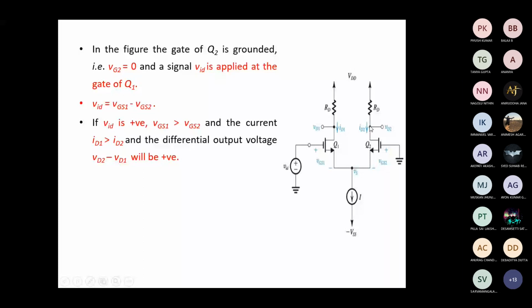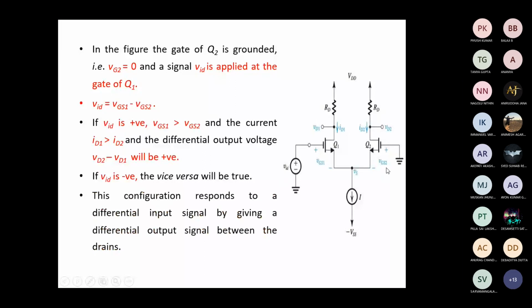This is the scenario. So what will happen in the other scenario? The other scenario is when VID will be negative. That is, we are taking a lower value for VID, or we can say Q2 is having a higher input voltage compared with the Q1 transistor. At that time VGS2 will be dominating. So everything will be reversed.